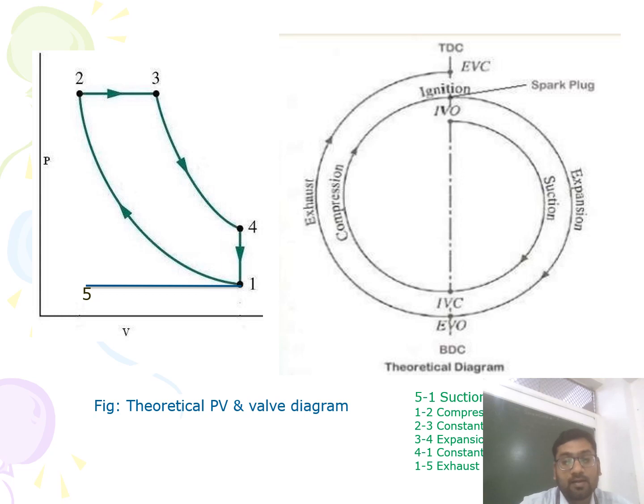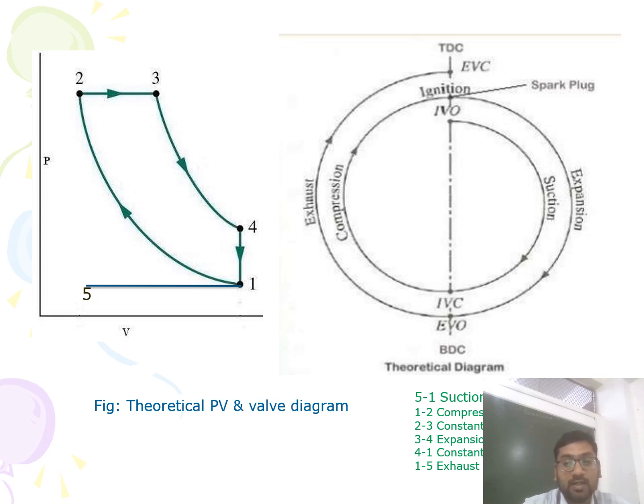Next, the 3 to 4 line indicates the working expansion stroke, which is carried out along the 3 to 4 line. At the end of this expansion stroke, the heat rejection process will be carried out at constant volume. So that's why the 4 to 1 line is a vertical line, as you can see in the PV diagram.